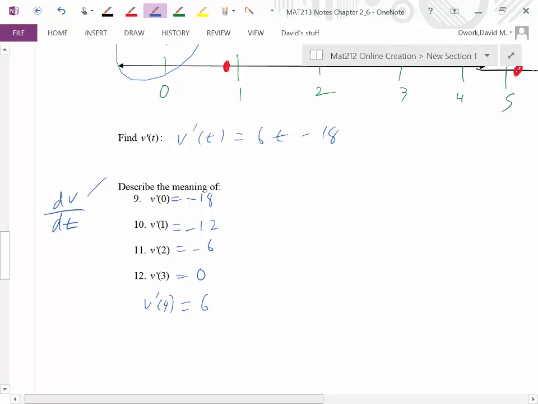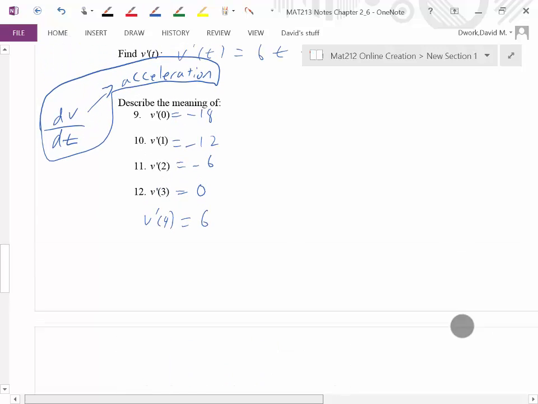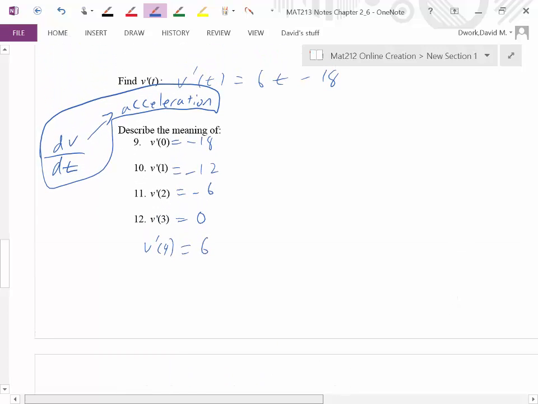Well, the word we tend to use for that is acceleration, right? We say, are we speeding up? Are we slowing down? Acceleration, deceleration, and we'll get into that in a minute. But the concept here is your acceleration. Okay, so instead of using v prime of t, we tend to use a of t to do acceleration, right? And what does this mean?